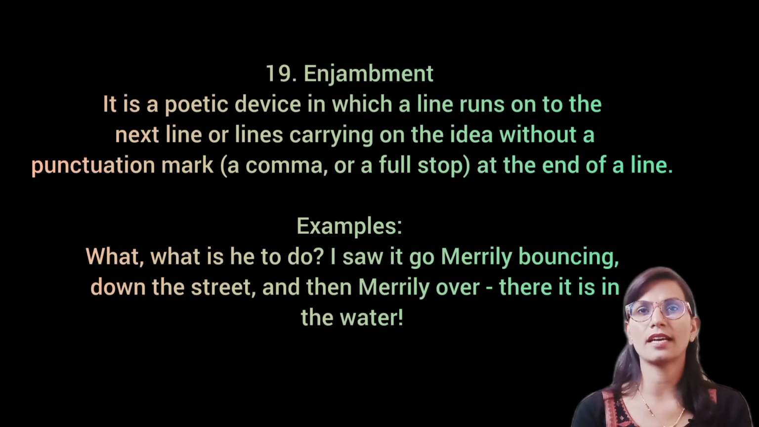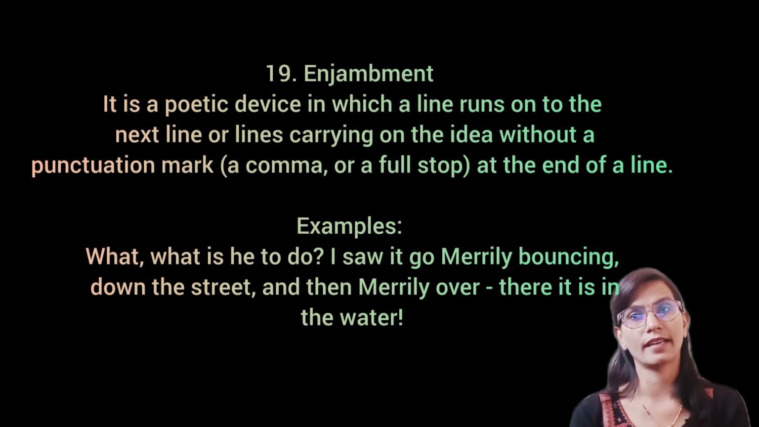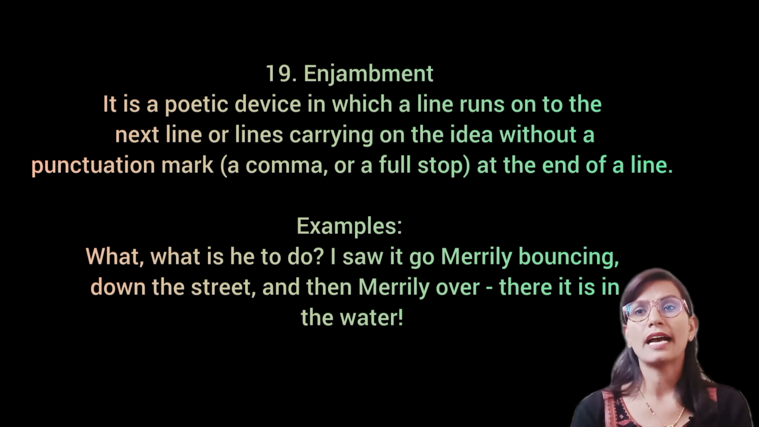Next is enjambment. It is a poetic device in which a line runs on to the next line or lines, carrying on the idea without a punctuation mark at the end of a line.